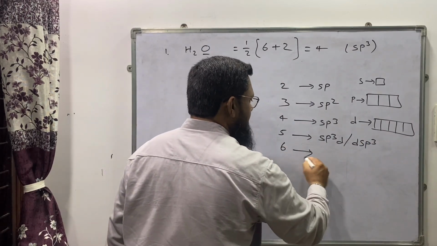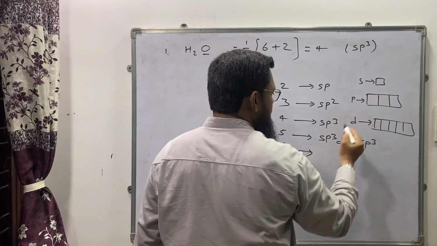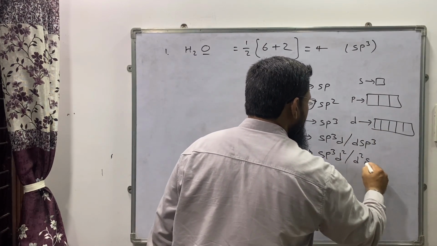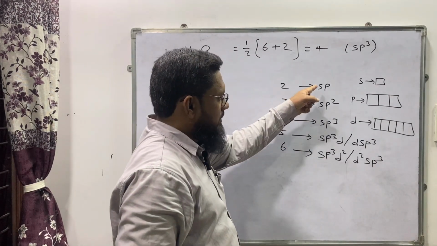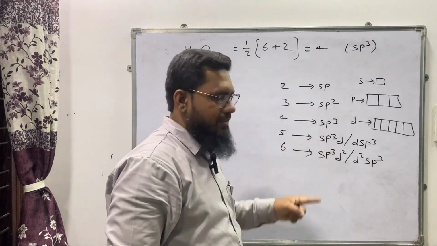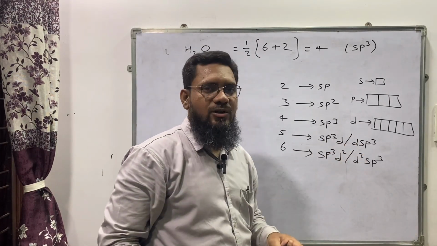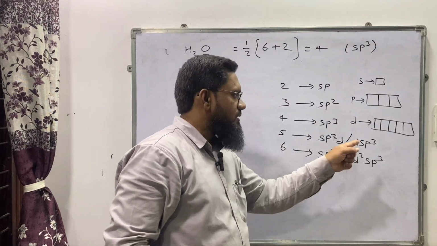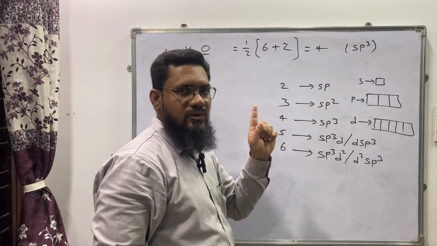So if you have the 6, 6 means sp1, p2, p3, d1, d2. So it is sp3d2 or d2sp3. Now mostly we come across this type of hybridization. This you will get in coordination compounds. So when we discuss the complex or coordination compounds, there we will discuss this type of hybridization. Now we concentrate on this particular type.